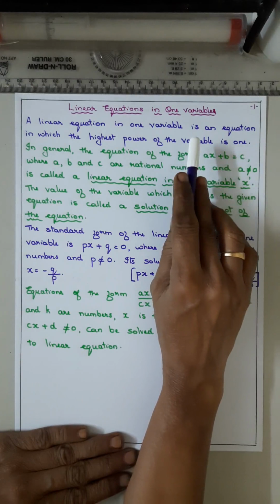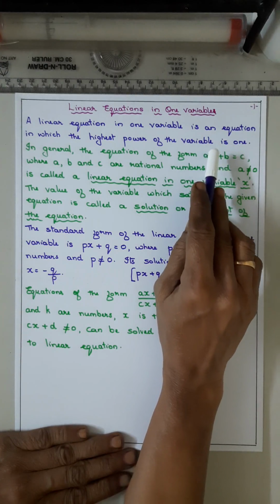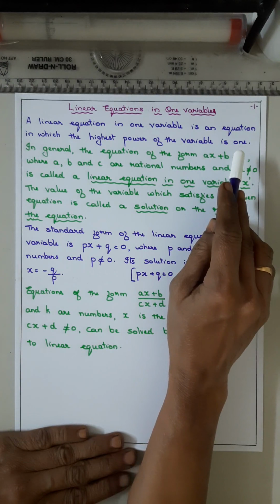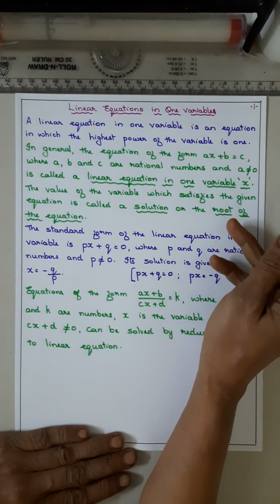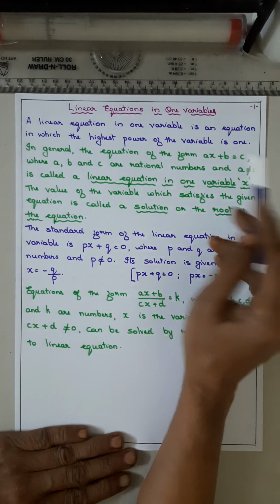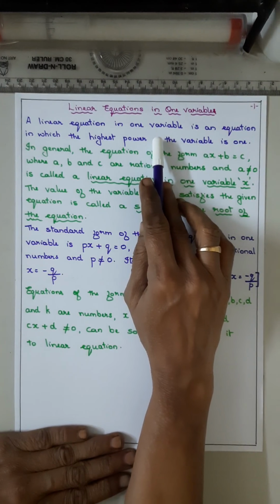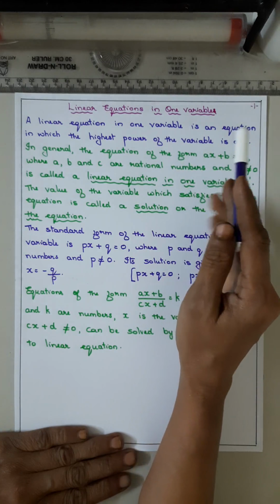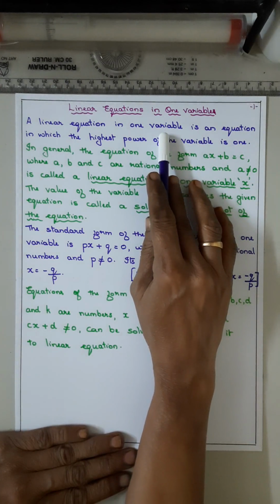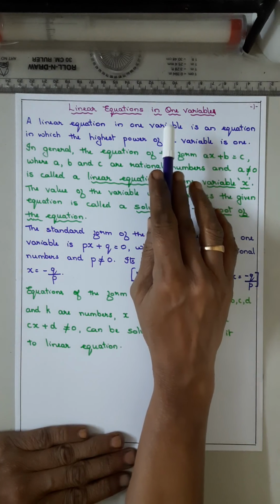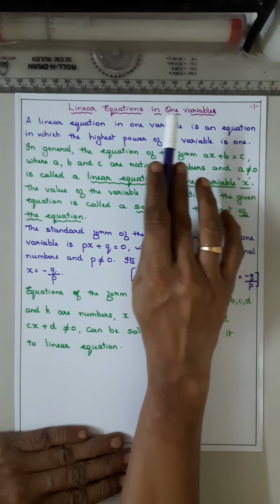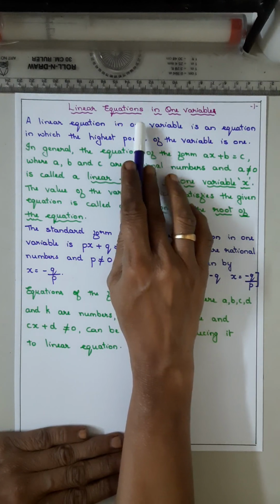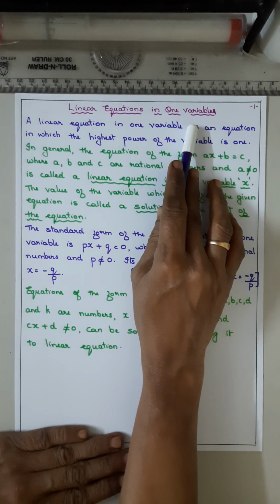In the earlier lesson, you have learnt about polynomials. The powers are 4, 3, 2, 1 and 0, like that, isn't it? Here, the variable, that is x, y, z, whatever it is, has the highest power 1. Then it is called a linear equation in one variable.